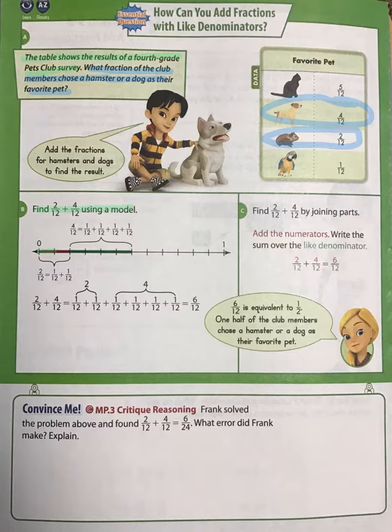So this whole number line has 12 equal parts. And if we add 2/12 right here plus 4/12, we will get a total of 6/12. Another way you can add is just by adding the numerators like we have been practicing. So 2/12 plus 4/12 equals 6/12. Your denominator does not change.